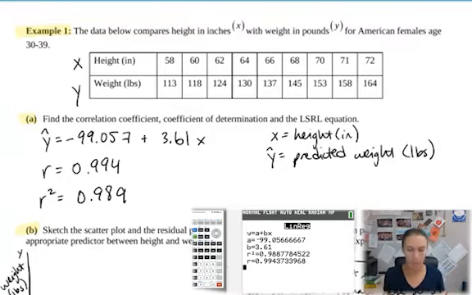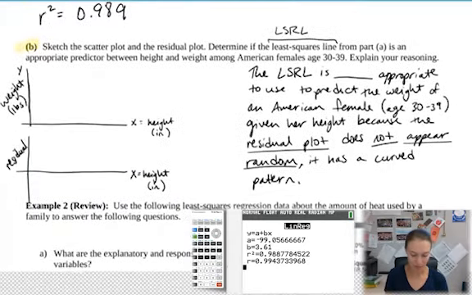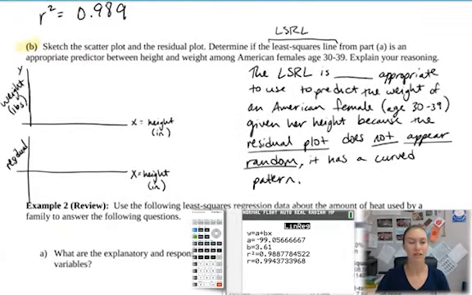So again, one of the cool things about this example, and you'll see in a second, is that it seems like everything's fine. The r and our r squared are really strong, so it seems like this should be something we're allowed to use. But it's not going to end up being appropriate to use a least squares regression line as our model. And that's why it's so important to check all the conditions. So now we're going to sketch the scatter plot and the residual plot, and then think about all those conditions.